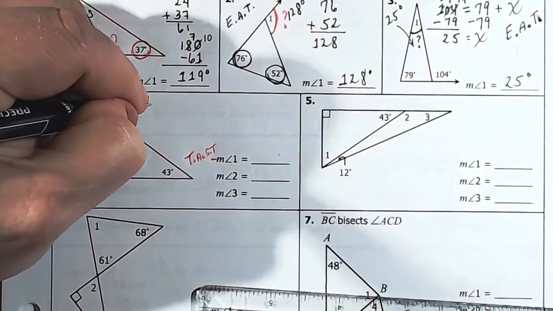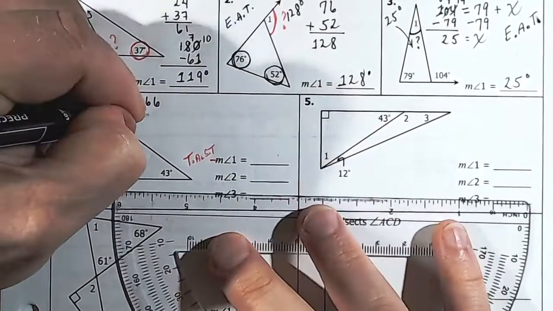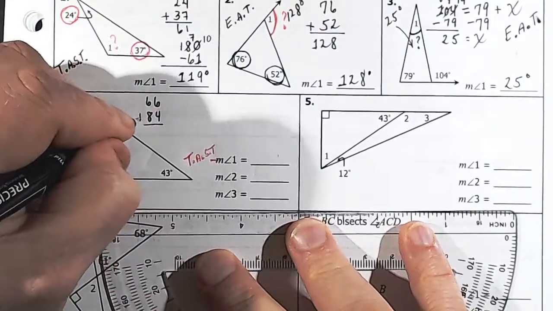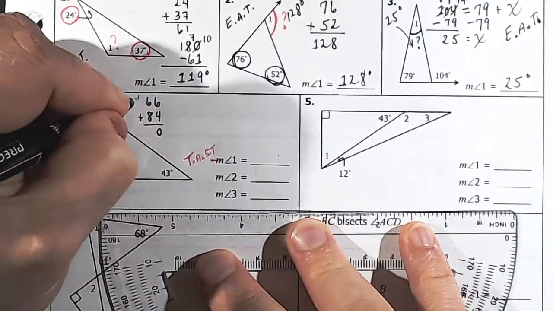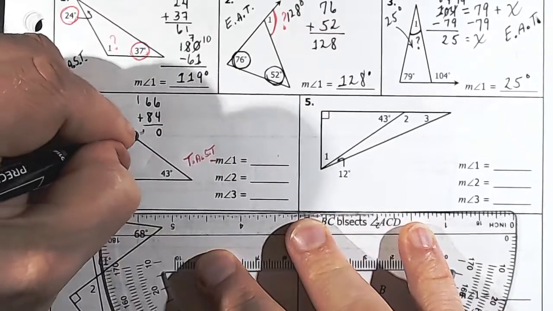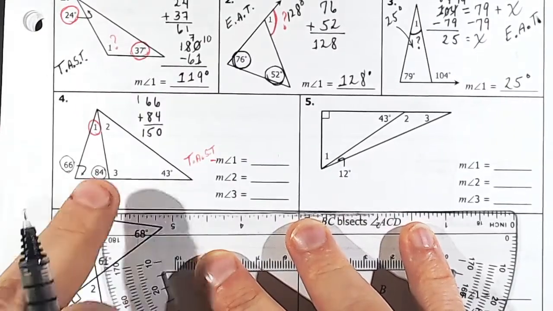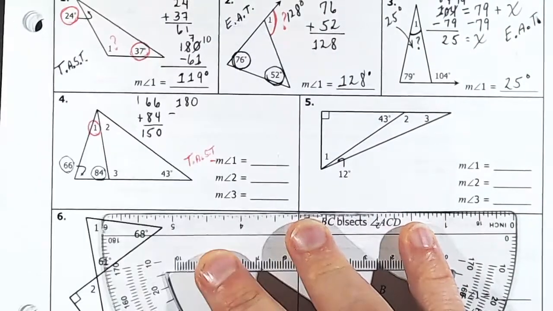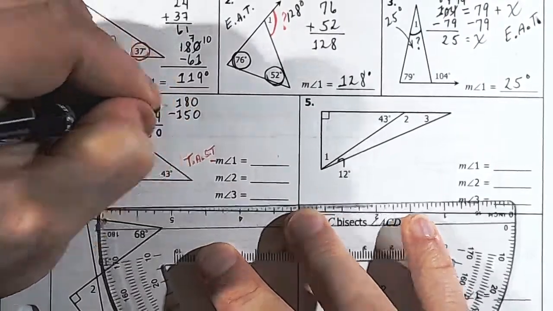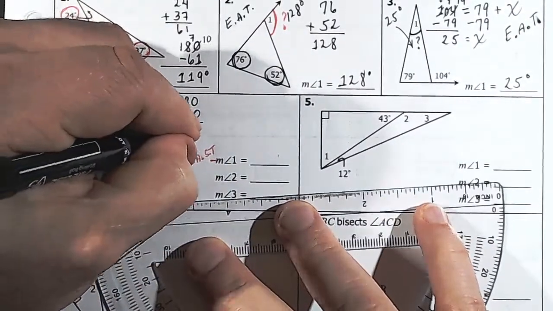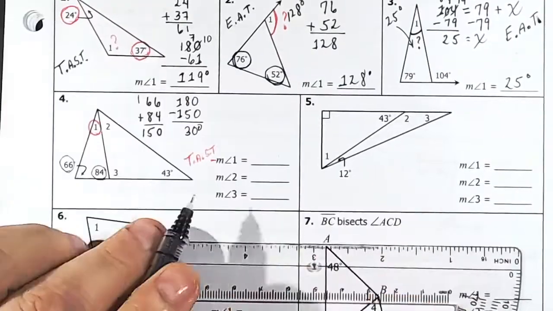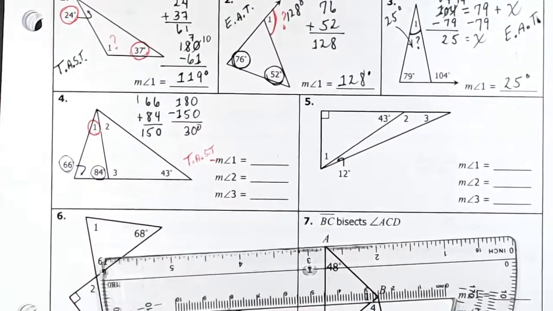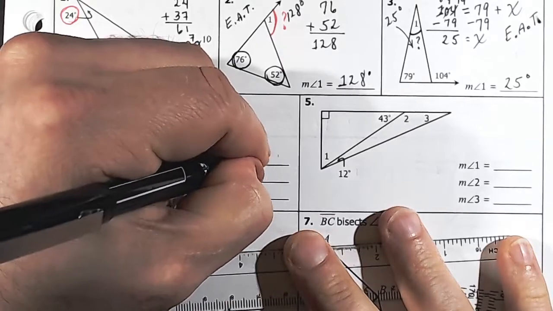So here we go. 66 plus 84. Plus 6 plus 4, that's 10. Carry that 1. 6 plus 8 is 14 plus 1 is 15. So these two angles add up to 150. And now I just have to subtract 150 from 180, and that gives me 30 degrees. So by the Triangle Angle Sum Theorem, the measure of angle 1 is 30 degrees.